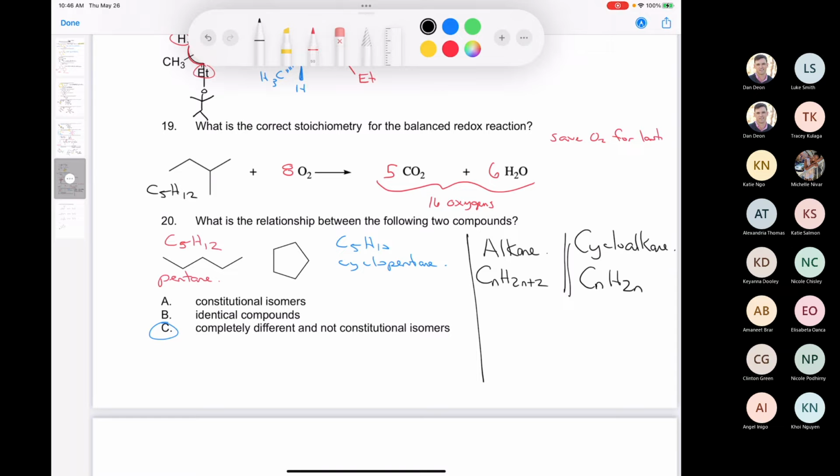H2n. Right here we have 2n plus 2, right? C5, so 5. And then we take 2 times 5 is 10, plus 2 gives you 12. Here we have 2n, C5, so H2n is 2 times 5, H10. There we go. So this is another rule you can hang your hat on. I would memorize this rule. Memorize this rule.